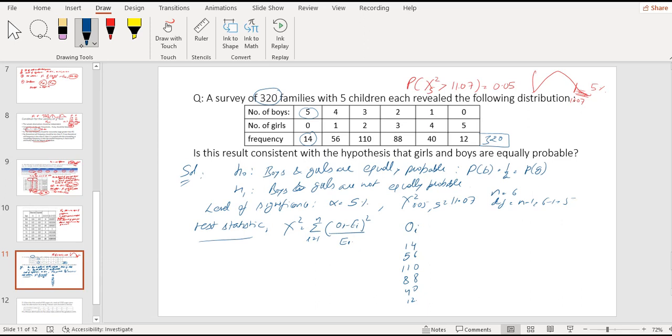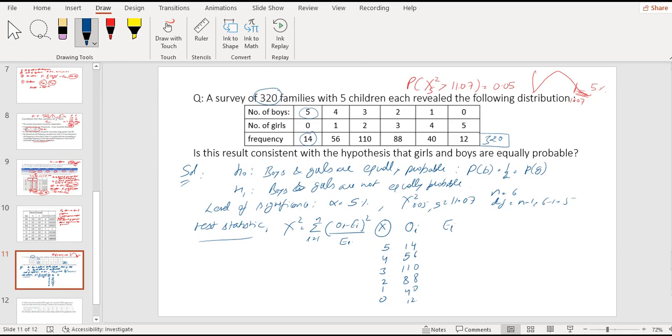So here we are given the variable as x. X represents how many boys we have. So this is corresponding to 5 boys, 4 boys, 3 boys, 2 boys, 1 and 0 boys. So how are we going to calculate the expected frequency? We are going to calculate the expected frequency using the rule that boys and girls are equally probable, right?